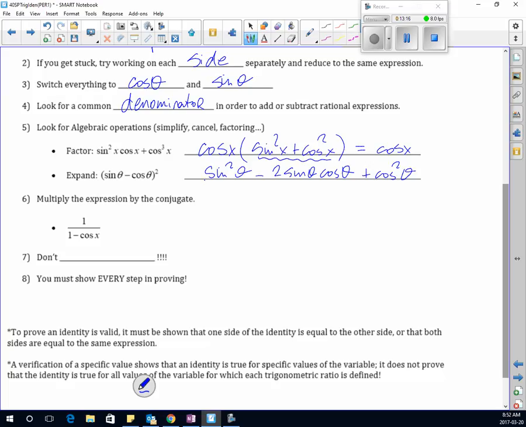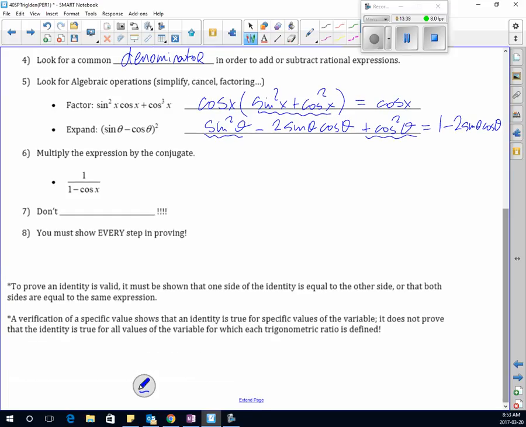And then last I get plus cos squared theta. And do you remember this plus this equals 1? So that means this is equal to 1 minus 2 sine theta cos theta. And that's actually equal to something else as well. It's on your formula sheet, but we'll just leave it like that for right now.